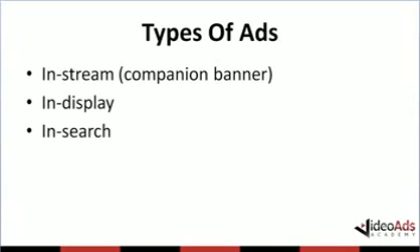So, type of ads. There are three types of ads that we're going to focus on. In-stream ads, and there's also something called a companion banner, and I'll show you a little bit more about that in a sec. And then you have in-display and in-search. And I'm going to show you what each one of those are.